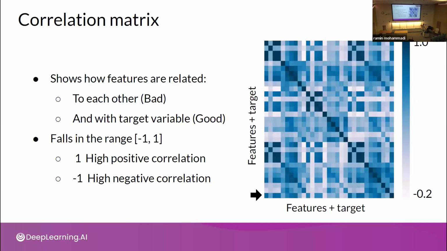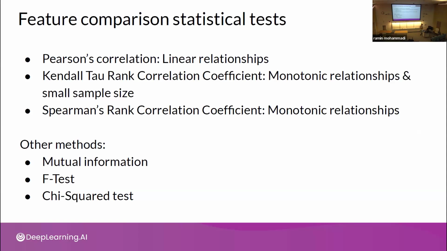If it's positive or negative, it's good. If it's zero, it's bad. Now, what if I tell you that the types of data that you have and the goal that you have actually change the types of correlation tests that you need to take?